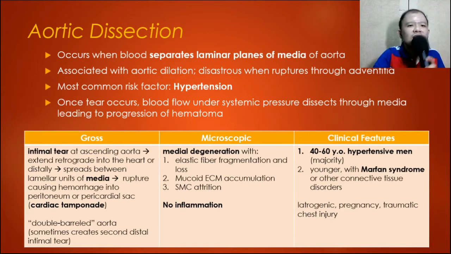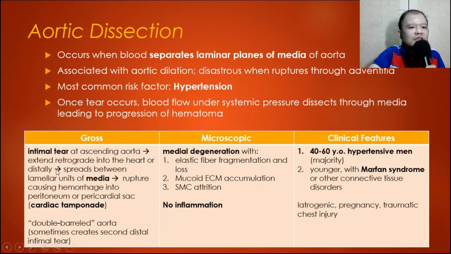Next, you have aortic dissection. This happens when the blood leaks out into the tunica media. Actually, it starts from the tunica intima and leaks into the tunica media. The most common risk factor is hypertension, and it forms a hematoma, again until it ruptures.